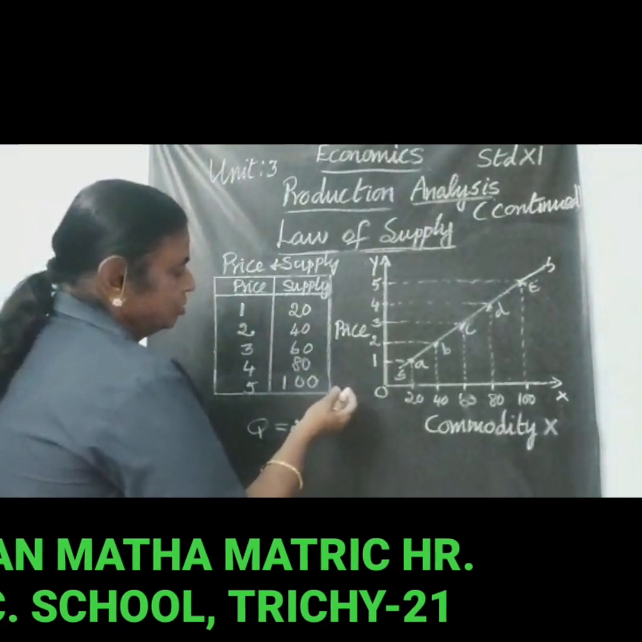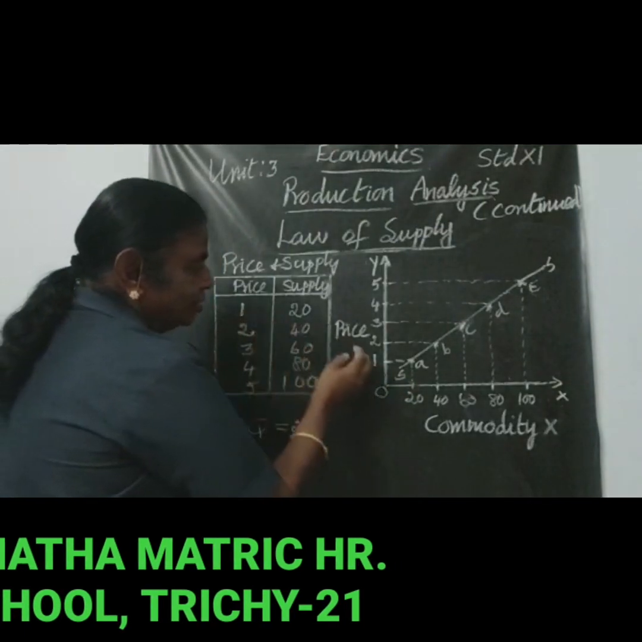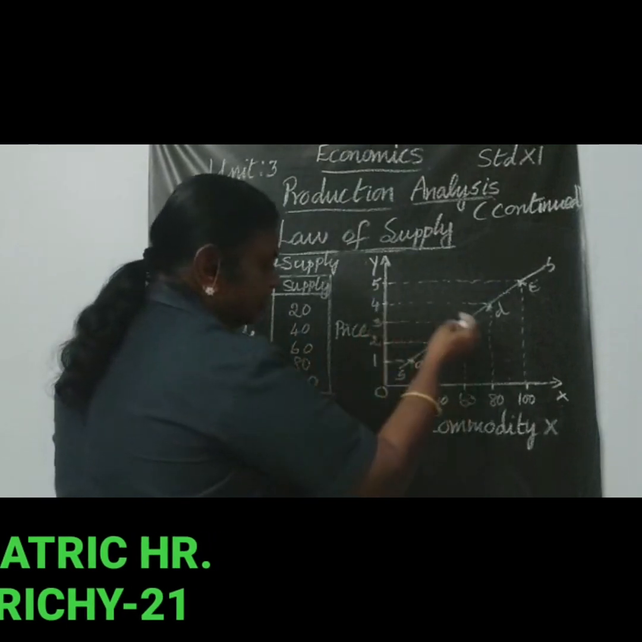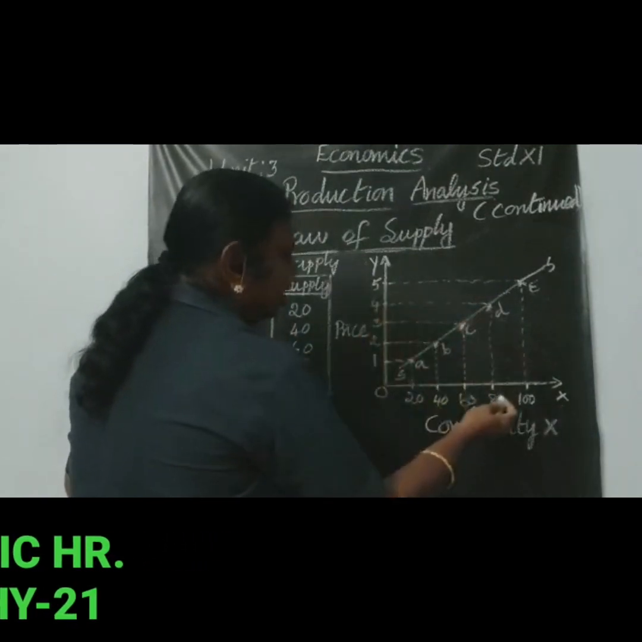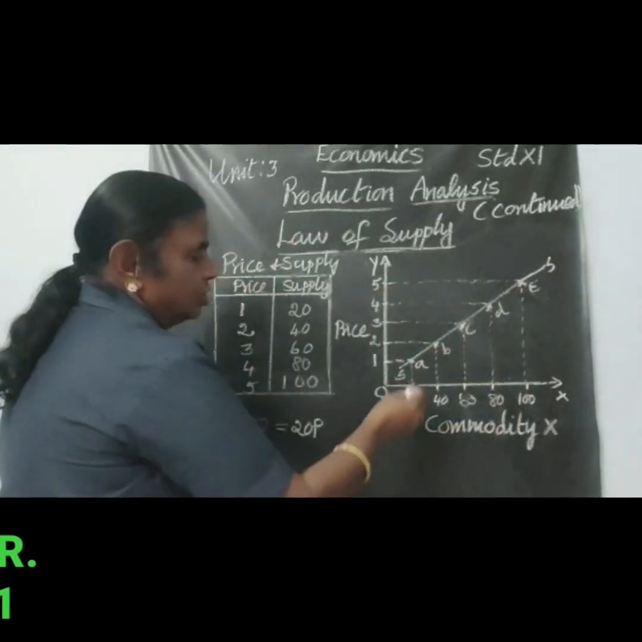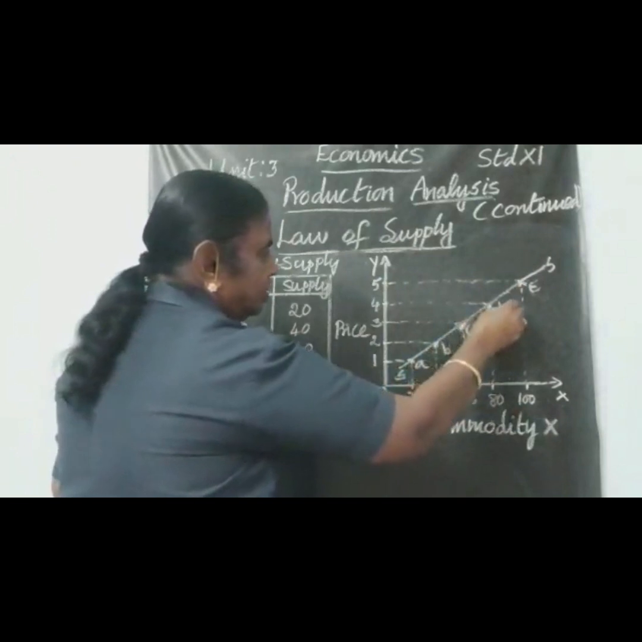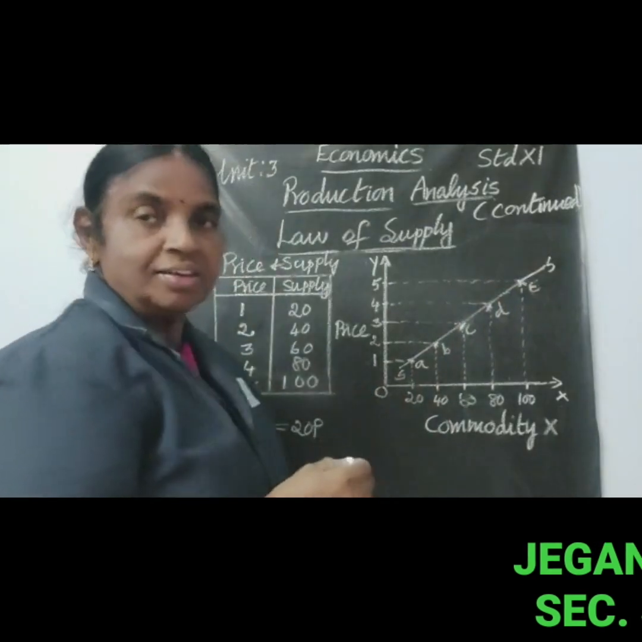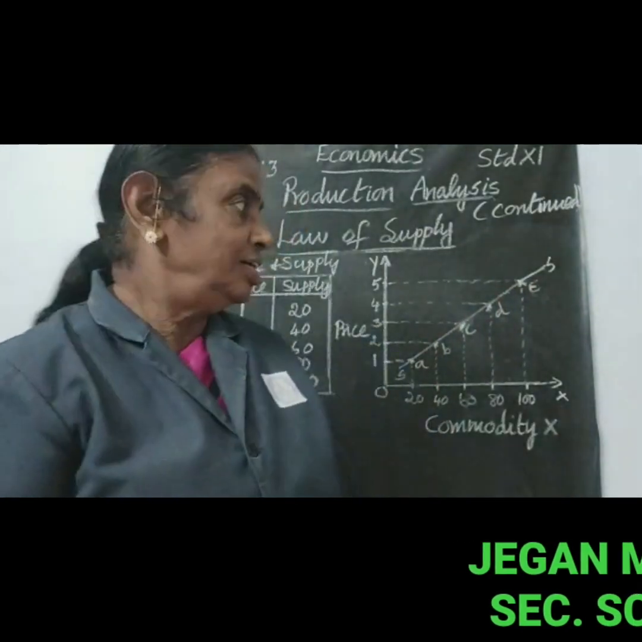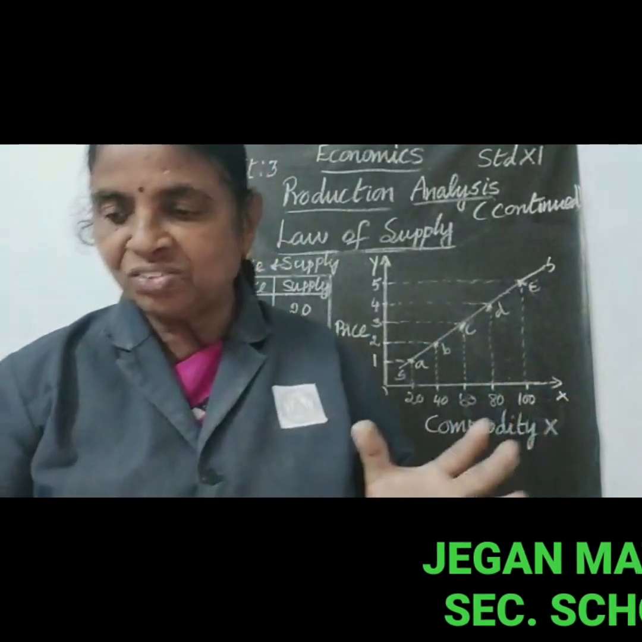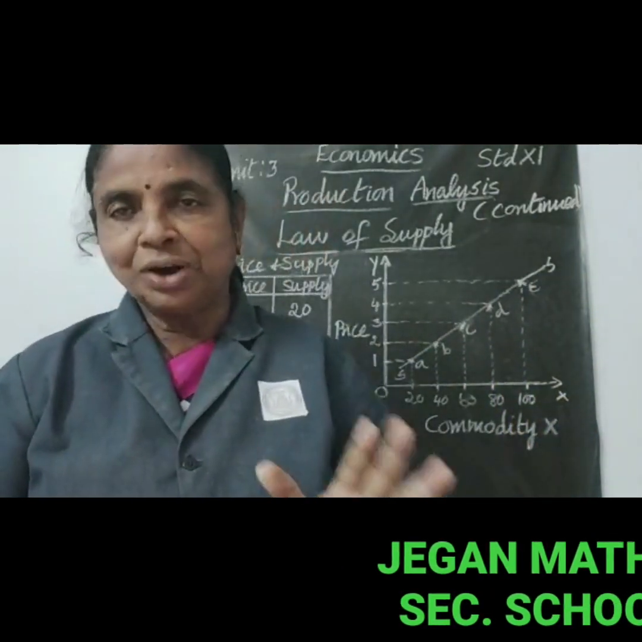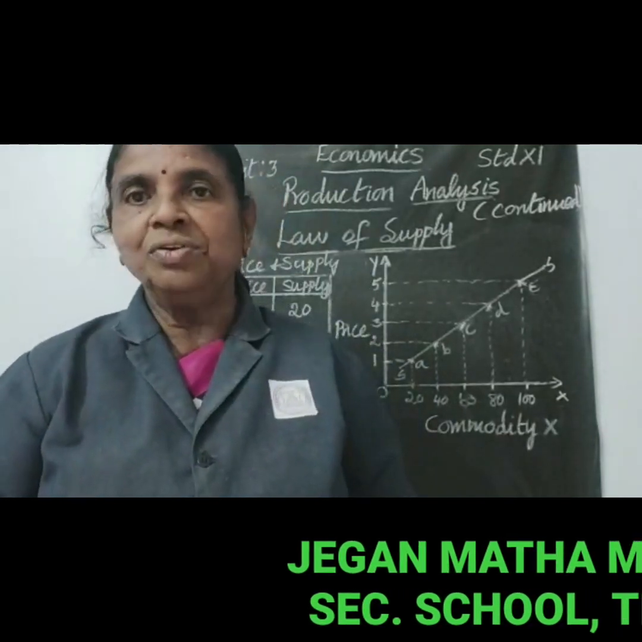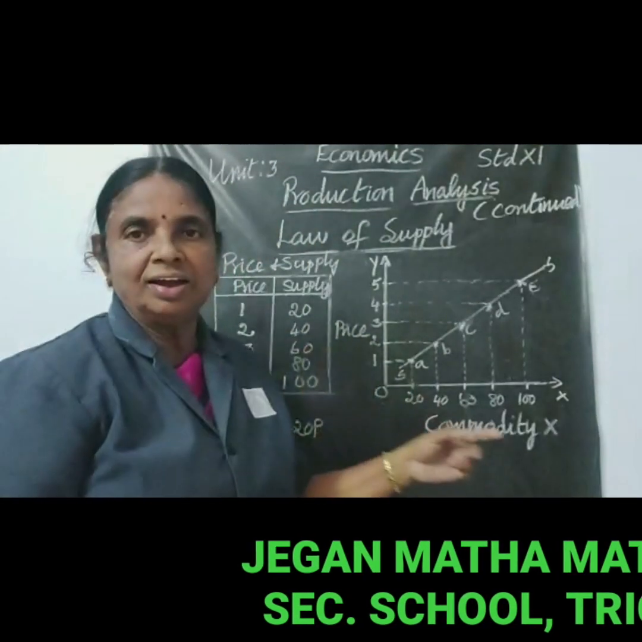So when the price is rupees 1, supply is 20, rupees 2, 40, rupees 3, 60, rupees 4, 80, and rupees 5, 100. These are the points A, B, C, D, E, and the supply curve SS represents various quantities at different prices. So we can clearly understand the law of supply with the help of table and diagram.